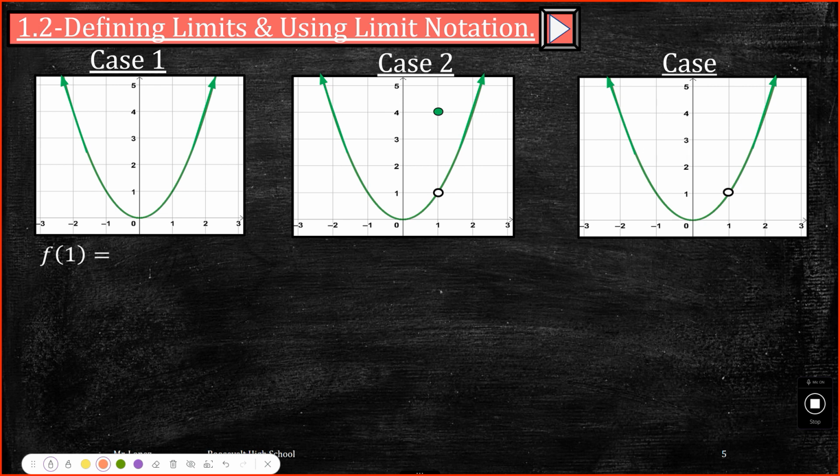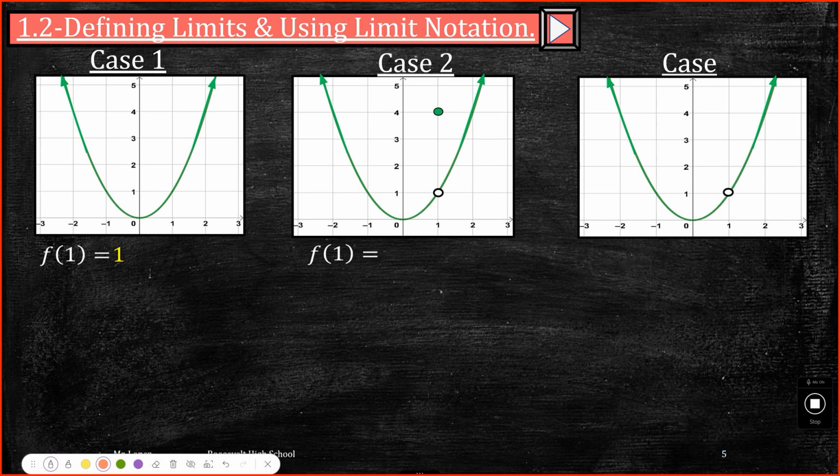Okay, now here's where understanding pre-calc and calc matters. The function of 1 for this particular one is 1. So it is defined for an input of 1, and the output is 1.